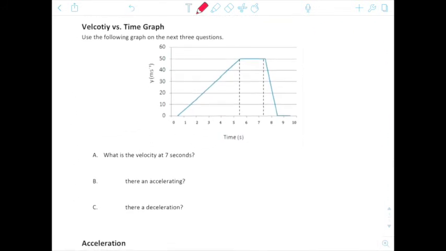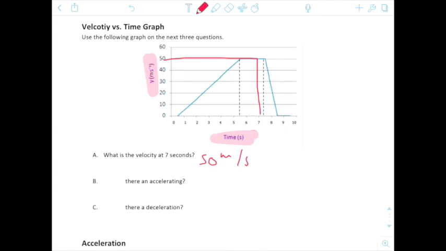Looking at a velocity versus time graph, we know it's a velocity versus time graph because it's velocity and time. And it says what is the velocity at 7 seconds. So all we have to do is find 7, go up, find our velocity, which is 50 meters per second.